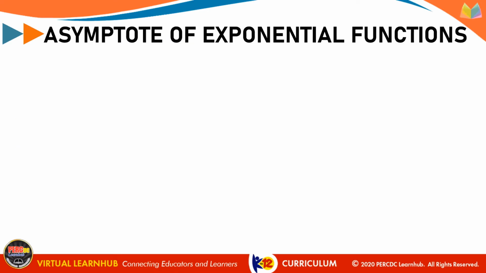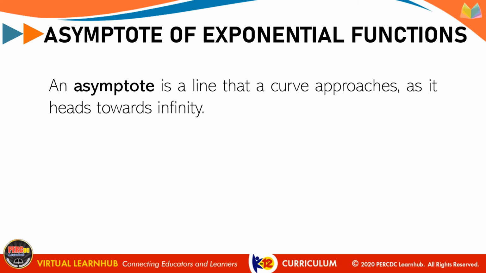Now let's go to the asymptote of exponential functions. An asymptote is a line that a curve approaches as it heads towards infinity. Now, let's take note of the term approaches. The curve approaches the line. So it means that the curve will only approach this line, but it will never touch it.